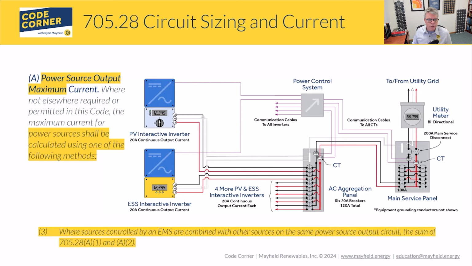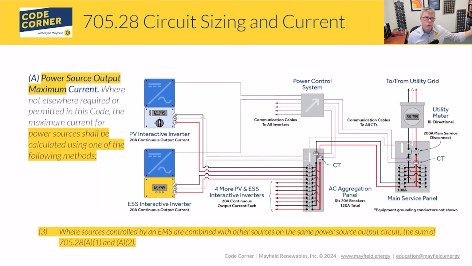And then finally, there's a number 3 here. Number 3 talks about if you have sources that are controlled by an EMS, the energy management system, combined with sources on the same power circuit, it's going to be the sum of 1 and 2. So really, what this is telling us is you have some inverters, in this case from our PV system, that are not controlled by an EMS. They're producing power, and they're going to produce that maximum power, whatever is rated on that spec sheet. That would be part one.